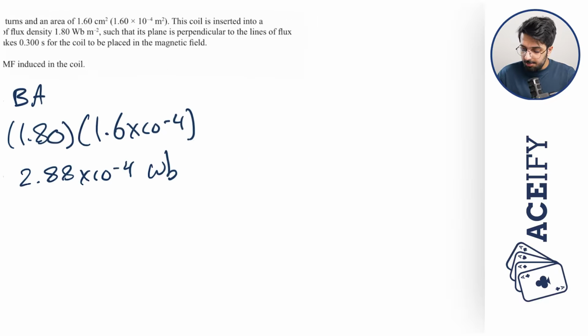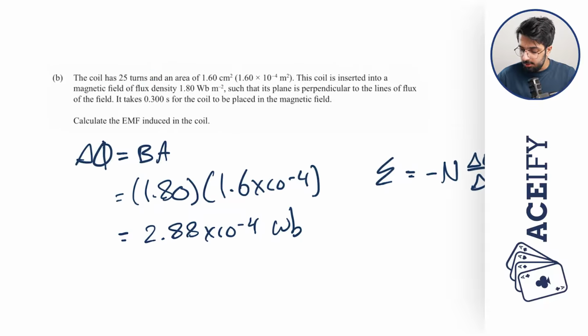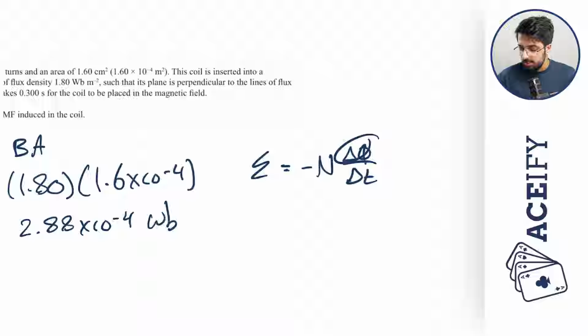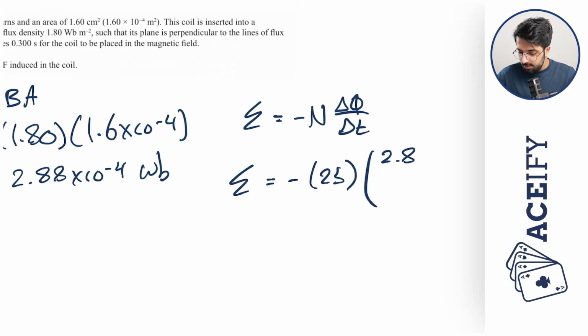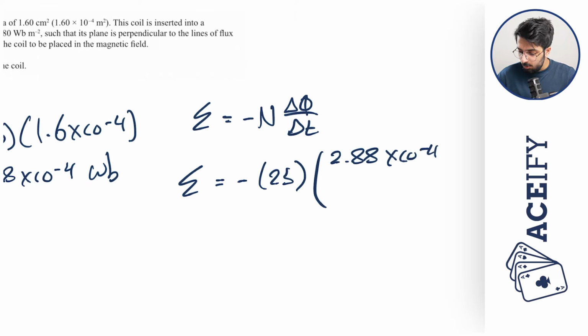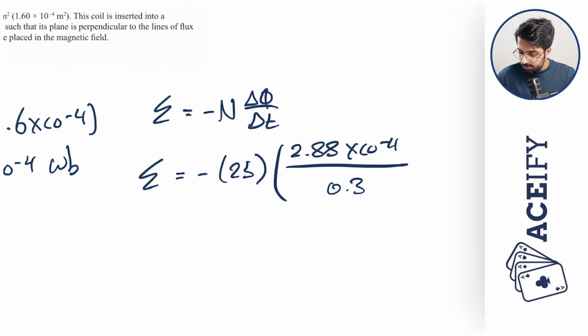And so we know that our EMF is equal to negative N, change in flux all over change in time, where N is the number of turns in the coil, and the change in flux is the change in flux, and the change in time is the change in time. And so therefore, our EMF is equal to negative 25 multiplied by 2.88 times 10 to the negative 4 all over 0.3 seconds, and this gives an EMF of negative 0.024 volts.